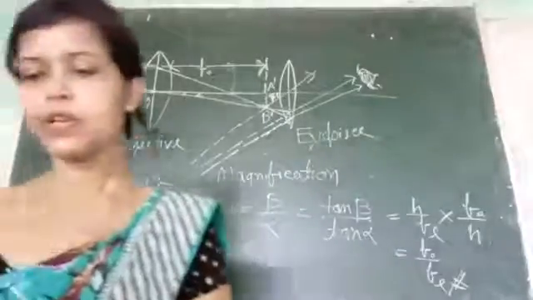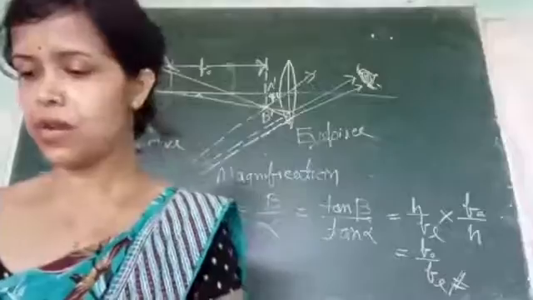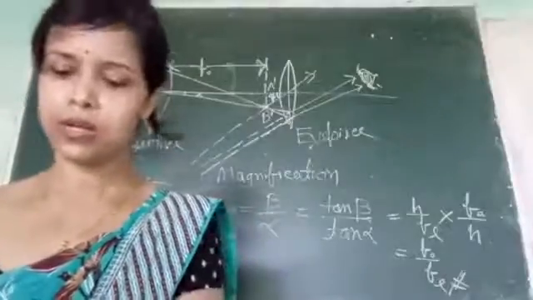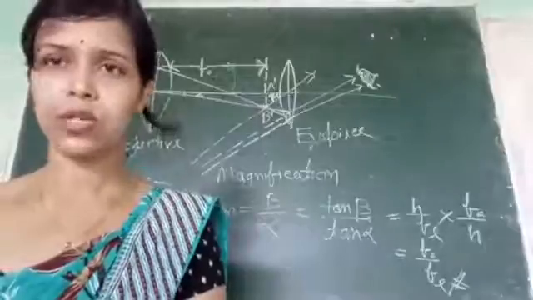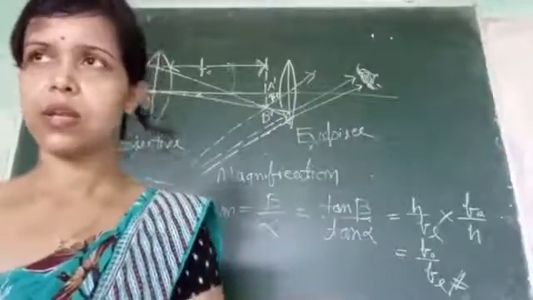Actually, after the telescope in this chapter, the last topic remaining is the reflecting telescope, which I will discuss in the next class.